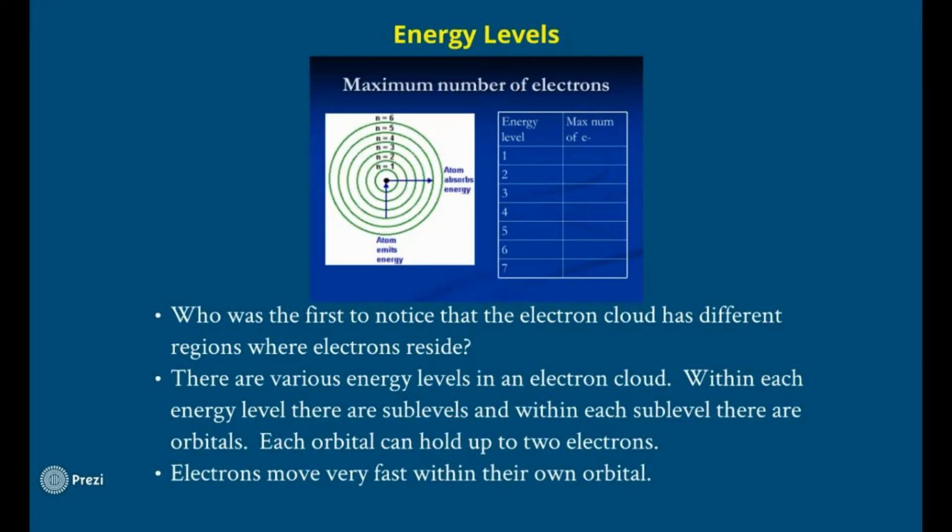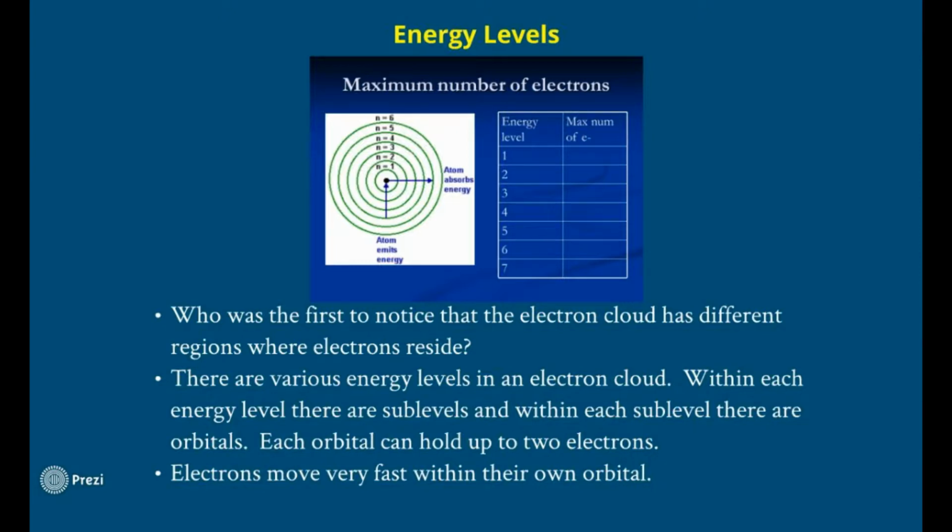So first off, now let's ask this again. Who was the first to notice that the electron cloud has different levels? Bohr. Most people start shouting out random names. But Niels Bohr came up with the levels, even though his model was wrong about planetary orbit, with the electrons around the nucleus. But he was right about the levels. Just like an onion has layers, so does an atom. There are various energy levels in an electron cloud. Within each energy level, there are sublevels, and within each sublevel, there are orbitals. Electrons move very fast within their own orbital. And so this is where we get a lot of other stuff.